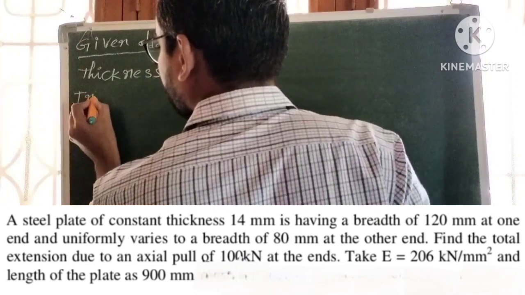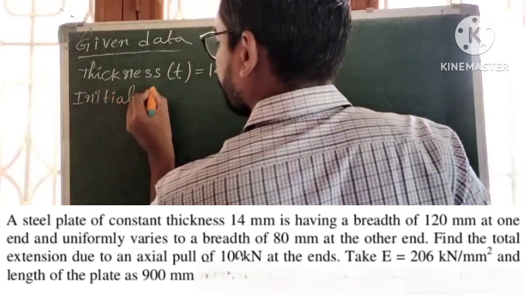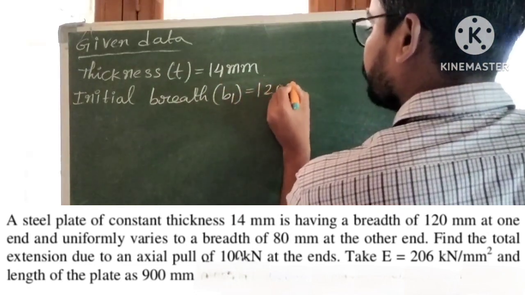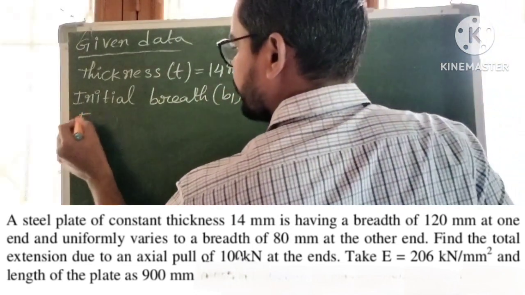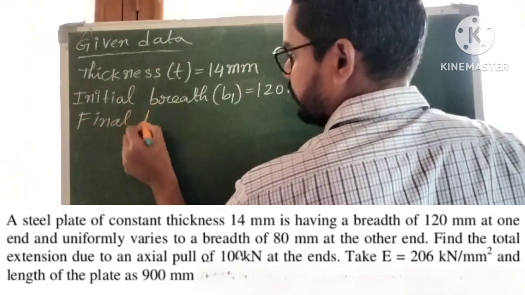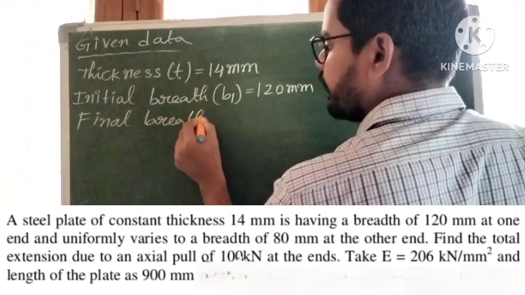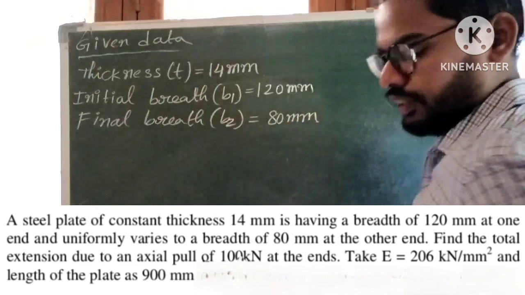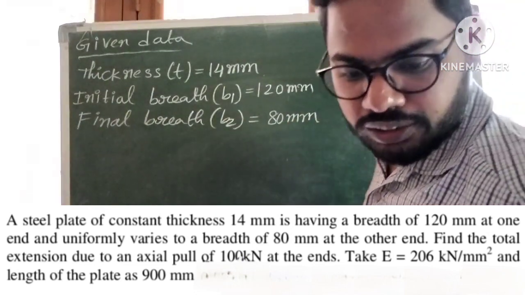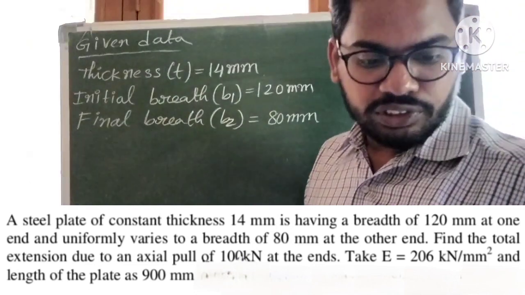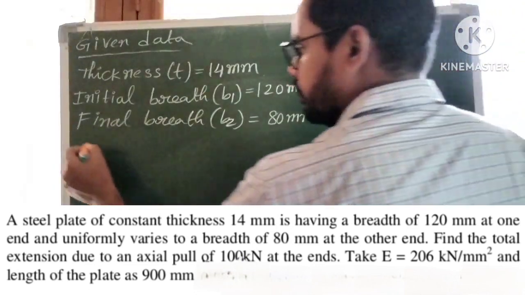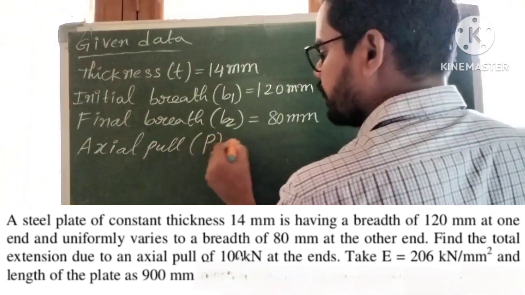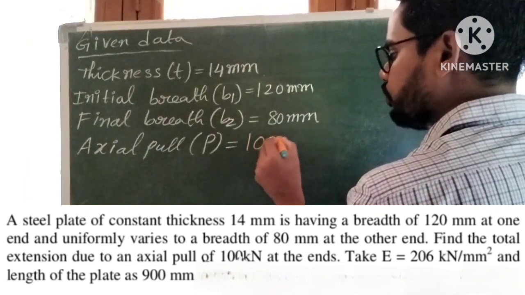Okay, now initial breadth or breadth at one end. B1 is equal to 120 mm. Now final breadth, minimum breadth. So maximum breadth 120 mm, minimum breadth B2 is 80 mm. Okay, next, find the total extension due to an axial pull of 100 kN. So here axial load or axial pull P is equal to capital P is equal to 100 kN.